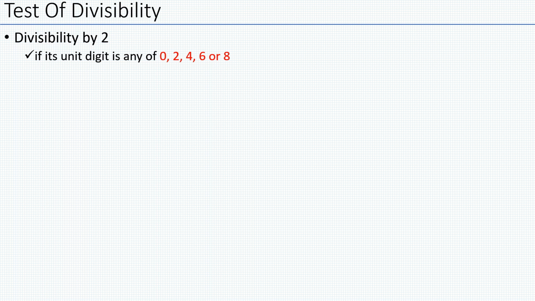If any number has a unit digit like 0, 2, 4, 6 and 8, then we can say that it is divisible by 2. Let's say an example like 2548. Because the unit digit is 8, this is divisible by 2. Let's take another example, 2214. Unit digit is 4, that's why it is divisible by 2.